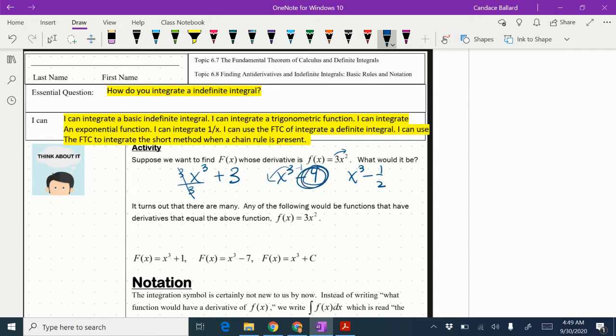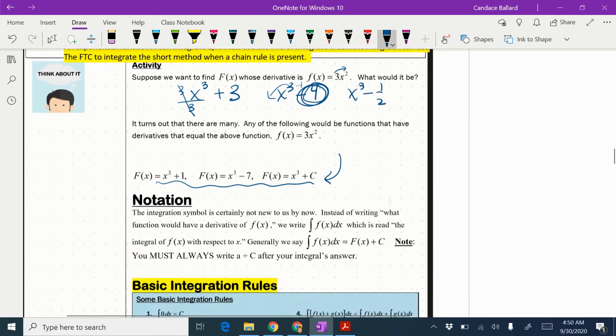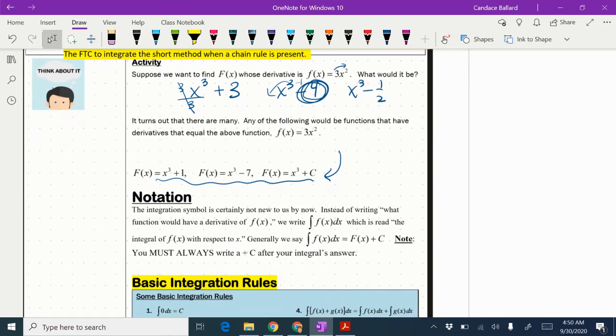So turns out there's lots of different ways. All of these things here are examples. So when we go back to do this, when we integrate, we always add a plus c at the end because we don't know what that value is. We can't get that value back without more information. So when we do indefinite, we in general just put a plus c at the end.